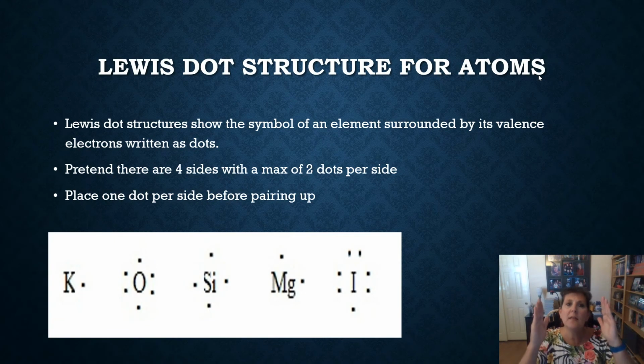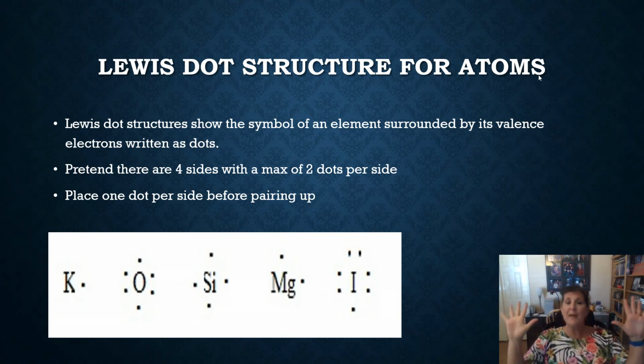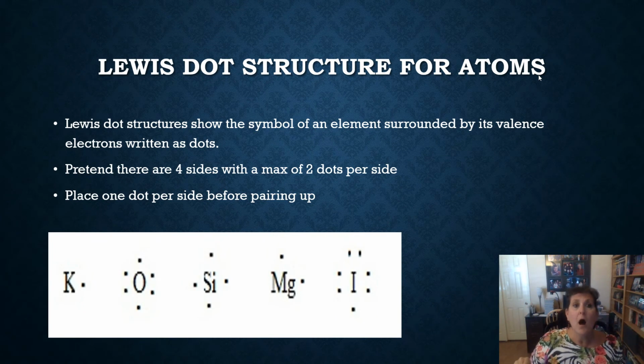Now pretend the element symbol is in a square, so it has 4 sides. You need to put 1 dot on each side, and then you can double up and go around. So watch me. We're going to put our first dot here. So 1, 2, 3, 4, 5, 6, 7, 8. And you can have 8 valence electrons maximum. So let's look at our examples.